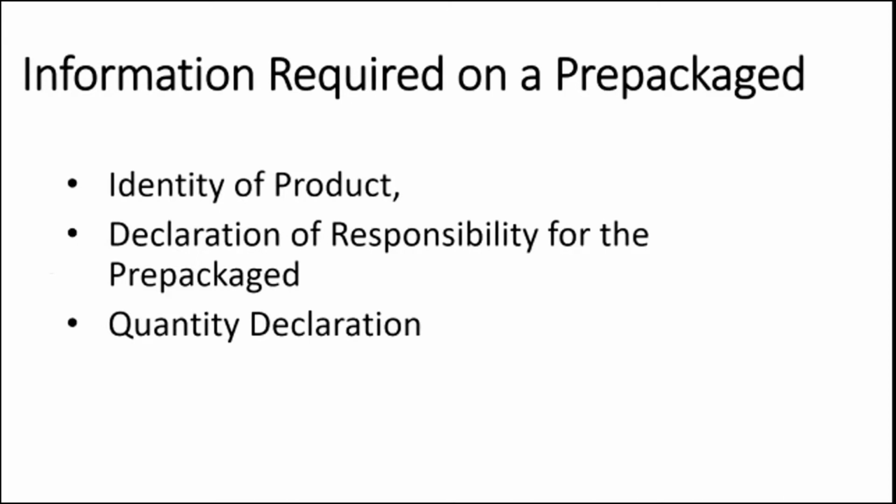Now, this is information required on a prepackage. As we could see from the first slide, there are three things that this recommendation gives us as mandatory. Mandatory is a must that every prepackage should have on the label, which are identity of product, declaration of responsibility for the prepackage, and quantity declaration. These are the three things that legal metrology should address when they are trying to inspect all the prepackage.